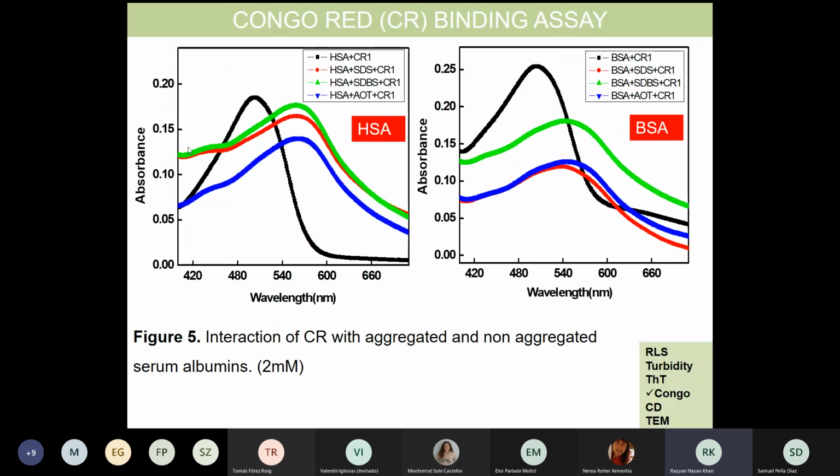Now the congruent binding that is being shown, this is in the absence and this is in the presence of the SDS, SDBS, and AOT. You can see that the peak is going to shift towards the right hand side. That indicates there is a red shift that is taking place in the presence of all these 3 detergents.